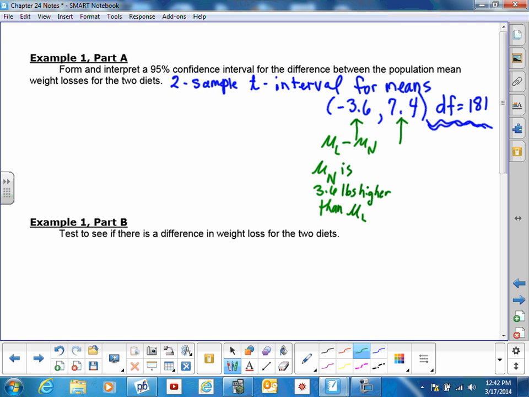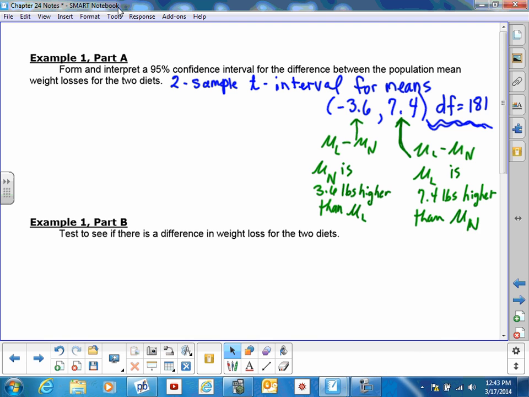Okay? Now, this number being positive means what? The average of the low-fat diet is 7.4 pounds higher weight loss than the average of the other diet. Okay? You do not have to write this part that's in green. This is just me teaching you and making sure you have a strong foundational understanding of this, because you write stuff referencing this in your conclusion.